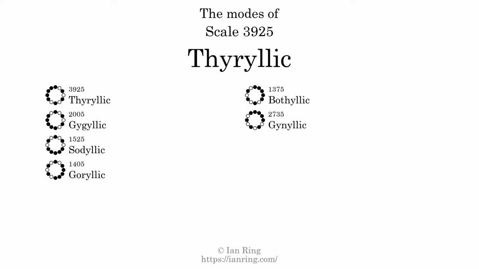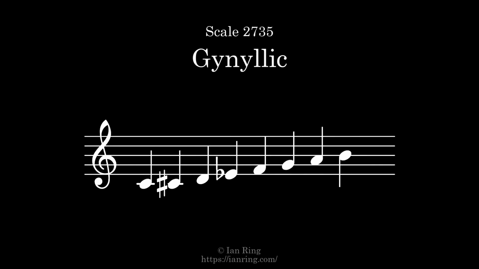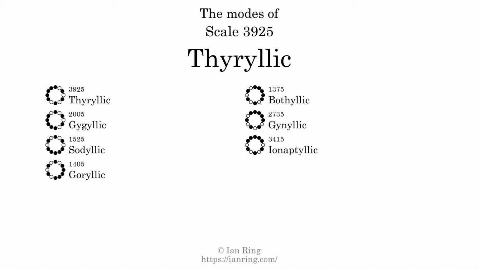The sixth mode is scale 2735, also known as Thyryllic. It sounds like this. The seventh mode is scale 3415, also known as Thyryllic. It sounds like this.